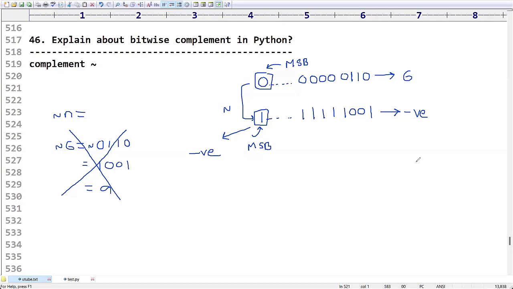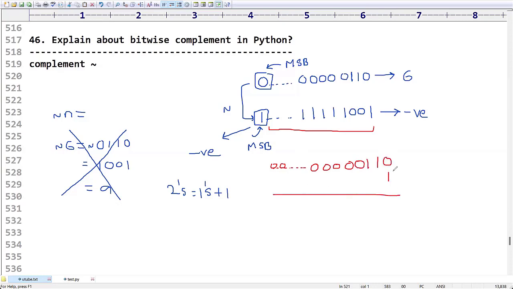For that, we need to take the 2's complement method. What is meant by 2's complement? Sir, 2's complement formula is 1's complement plus 1. Let us apply that. So excluding this MSB, for all these bits, we have to take the complement. Means what? Everything will become flipped, right? 0, 0, 0, 0, 0, 1, 1, 0, like that. For this, we have to add 1. If you add 1, what will happen? 1 plus 0, 1, here 1, and all the zeros will come.